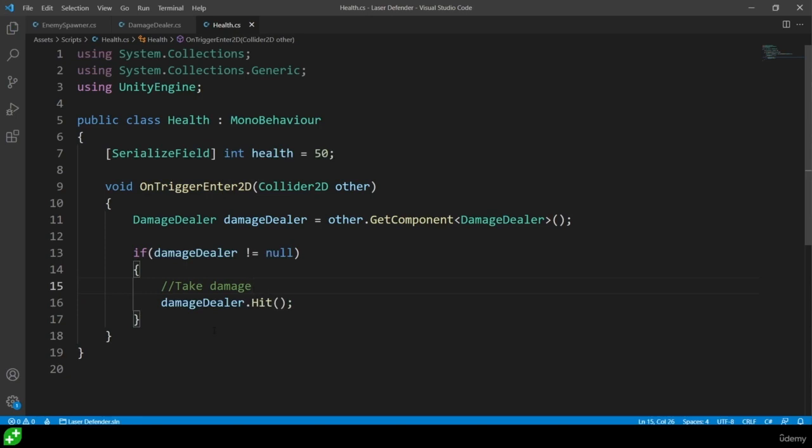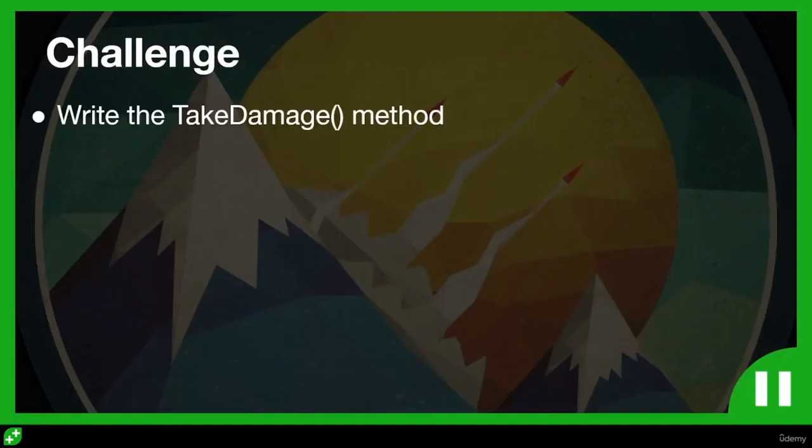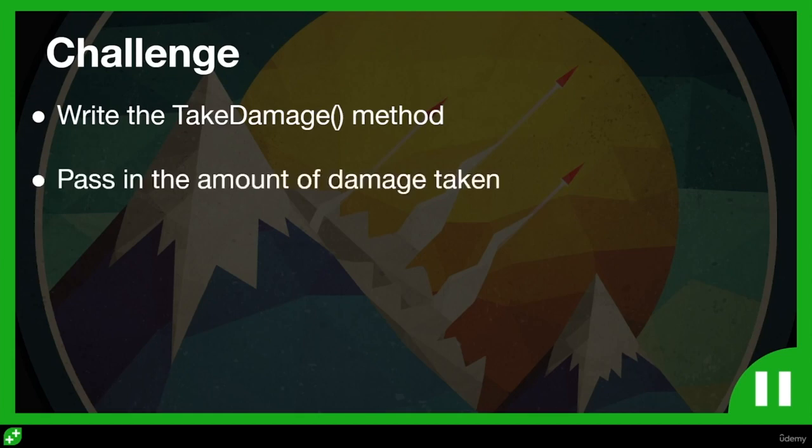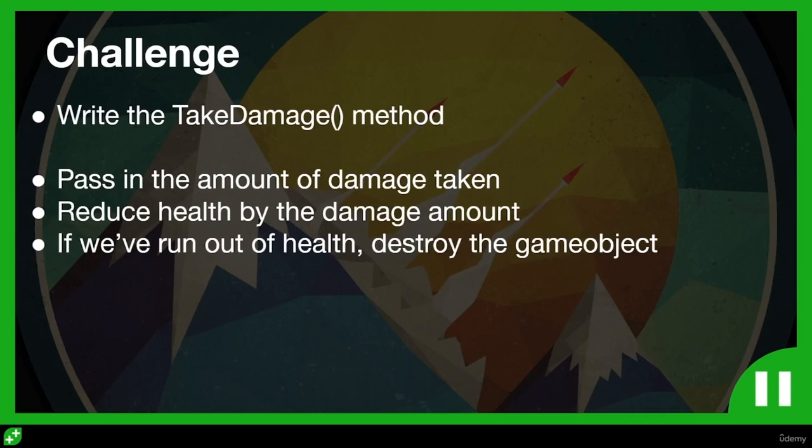And this is going to be your challenge. I want you to write the method for taking damage. This method that we're going to call take damage is going to pass in the amount of damage taken, which we can get from our damage dealer, reduce our health by that damage amount, and if we run out of health, then we want to destroy the game object. So pause the video now and give that a go.